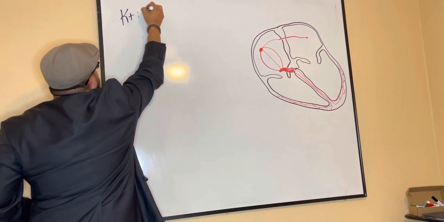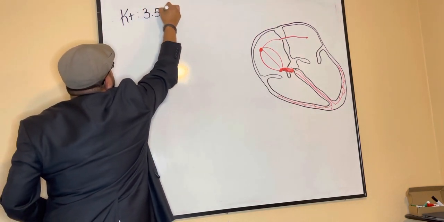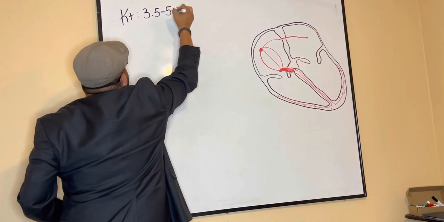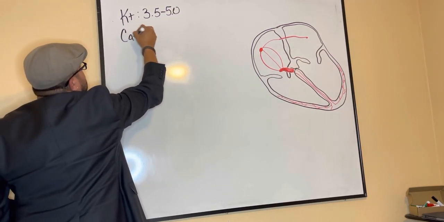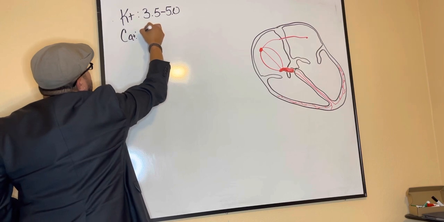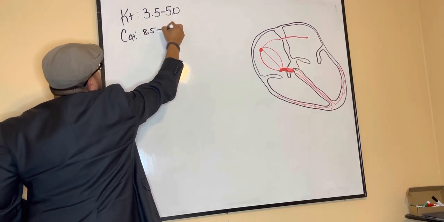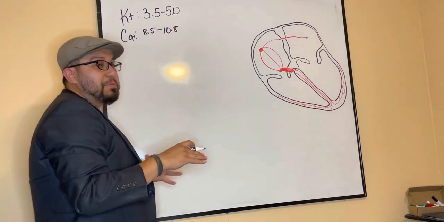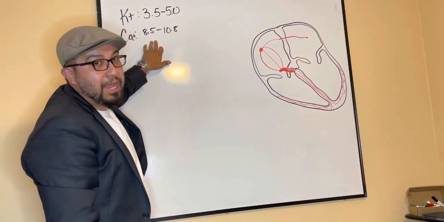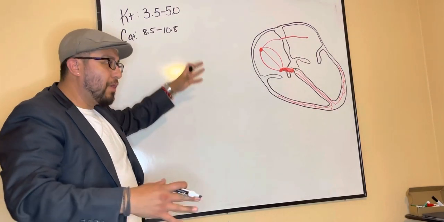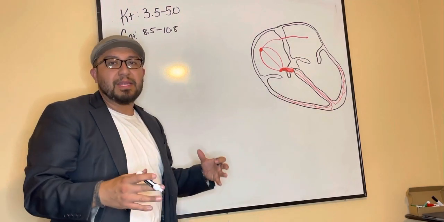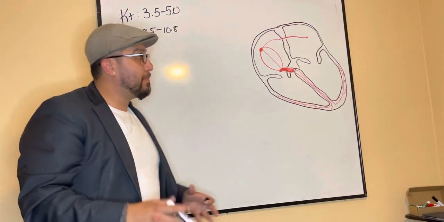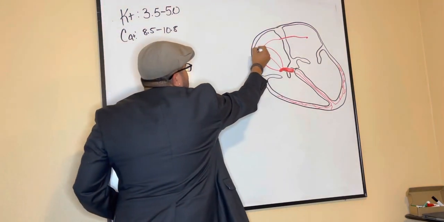So always keep in mind that your potassium is 3.5 to 5.0, okay? And also make sure that you guys remember that your calcium is between 8.5 to 10.8, okay? Some books may give you slight variations with the calcium, but this is roughly the level of your calcium levels. Now, let's discuss some basic terminology of the locations and what we have here.